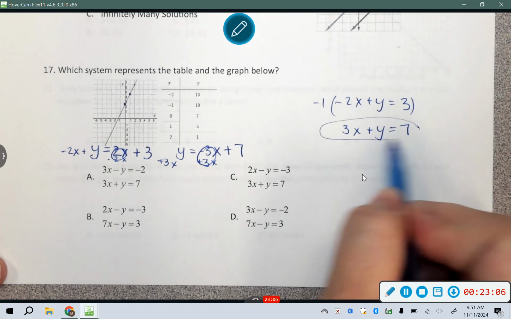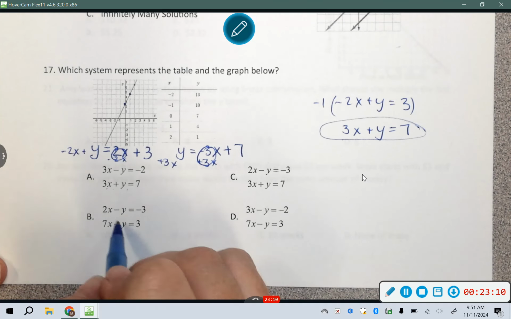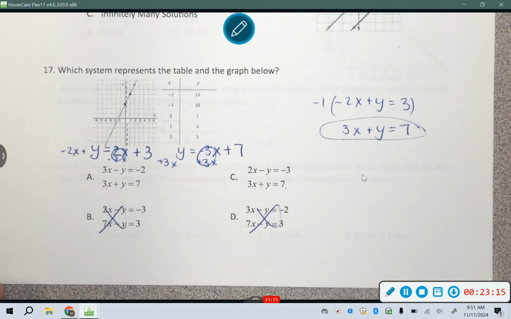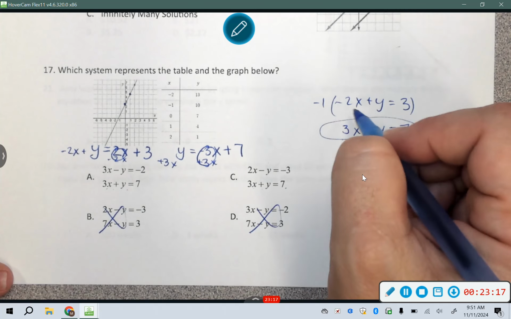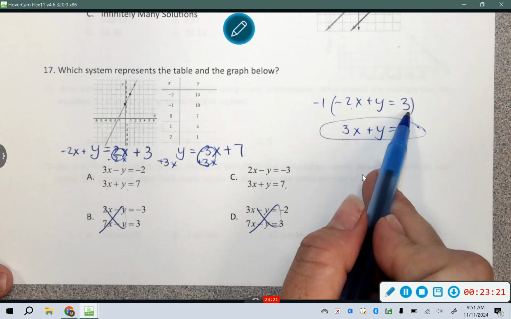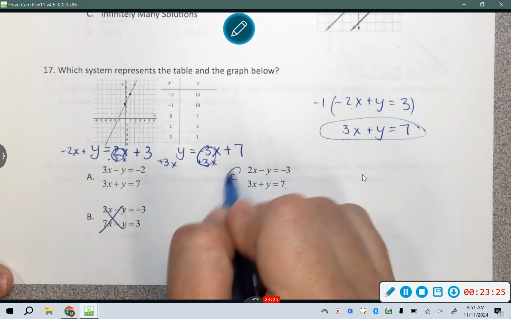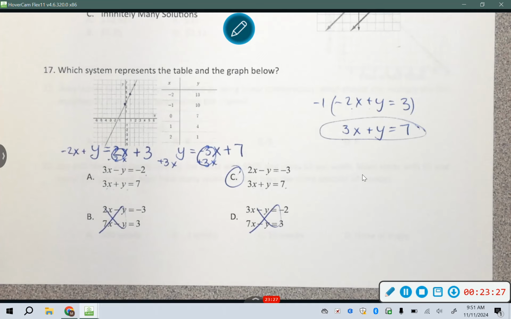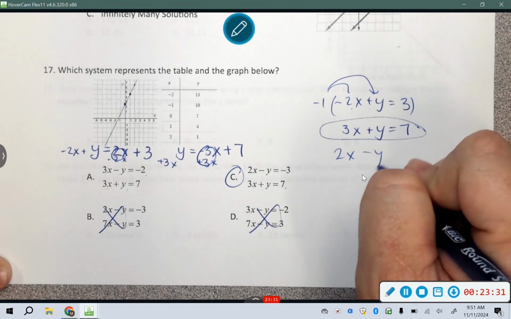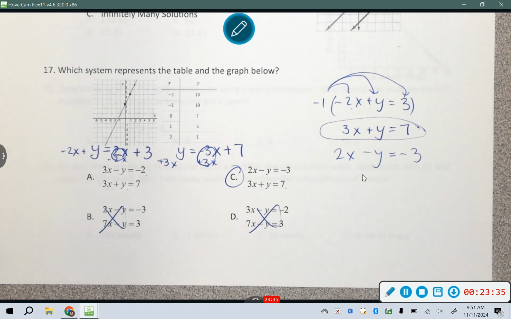However, I could just pay attention here. 3x plus y equals 7. This one does not have that. 3x plus y equals 7. This one does not have that. So at least we're down to 2. Well, I have to multiply everything by -1. Even if we just look at our numbers, we have a 2, a 1, and a 3. So C has to be my answer. If I multiply, I get 2x minus y equals -3, which does match perfectly.